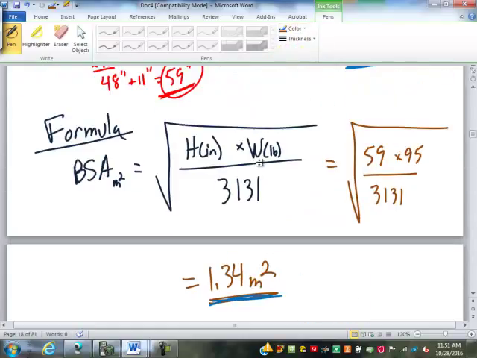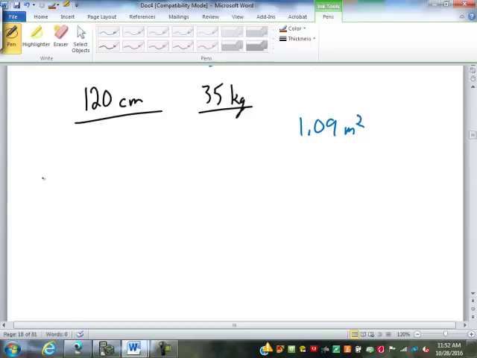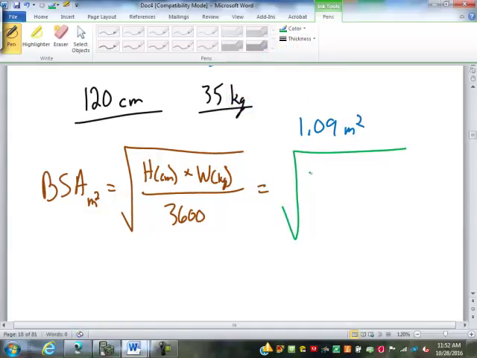Up here, I gave you the formula if we had standard height and weight, so inches and pounds. If we are given our height and weight in metric units, the body surface area, still in square meters, is the square root of the height in centimeters, times, it would be mass, but we're still going to call it weight in kilograms, divided by 3,600. So for this patient, it'll be 120 times 35 over 3,600.